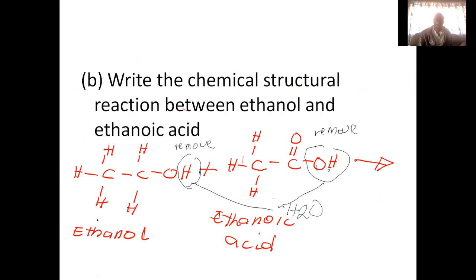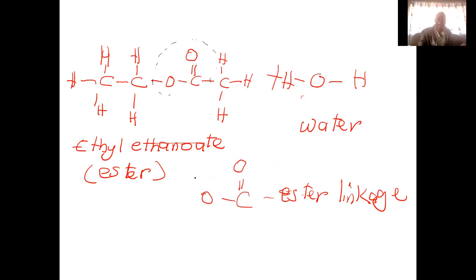In brief, what I've said is that when you are reacting an alcohol and an organic acid, in this case, we had ethanol reacting with the ethanoic acid, you remove from the ethanoic acid, OH, and from the alcohol, you remove H, and join these together. So in other words, what you have removed is water, and this process is known as condensation, meaning you are removing water.